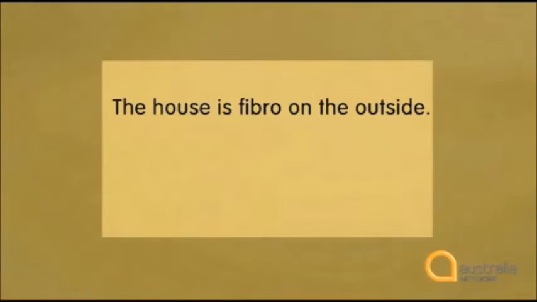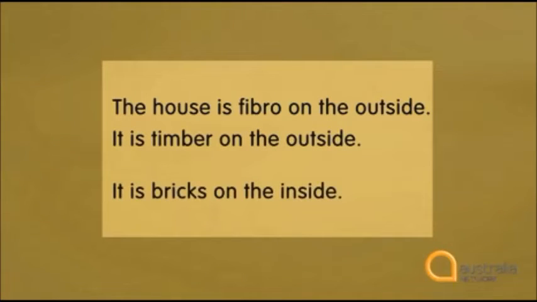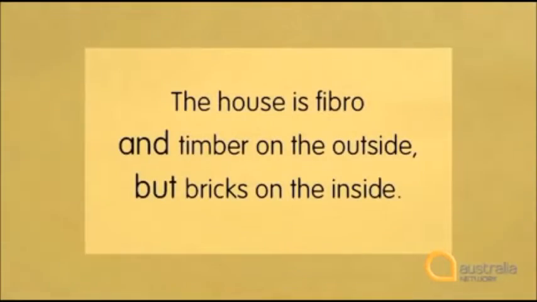He forms one compound sentence from simple sentences. The house is fibro on the outside. It is timber on the outside. It is bricks on the inside. Notice that 'and' is used to list similar things, but 'but' is used to contrast different items in a list. So we could also say, the house is fibro and timber on the outside, but bricks on the inside.